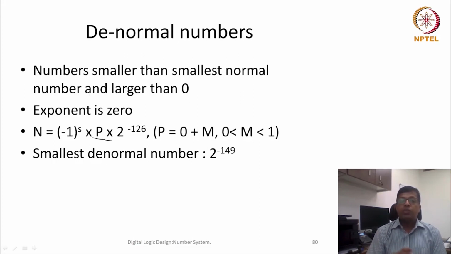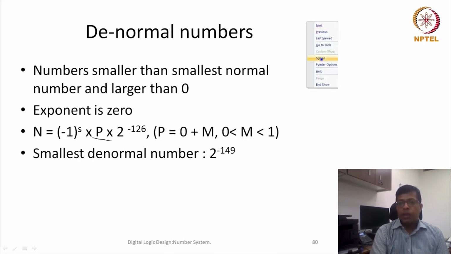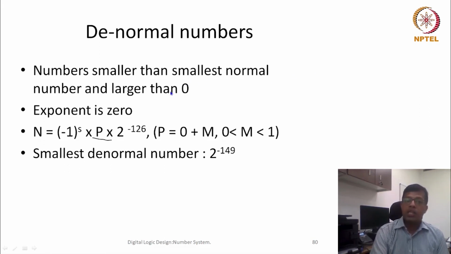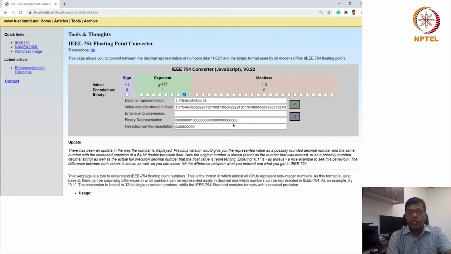And further, because of this additional complexity, some computers also do not support these d-normal numbers. These numbers are of course smaller than the smallest normal number, but still larger than 0. If I keep on going like this, the smallest d-normal number is equal to 2 to the power minus 149. That also we can check from here.